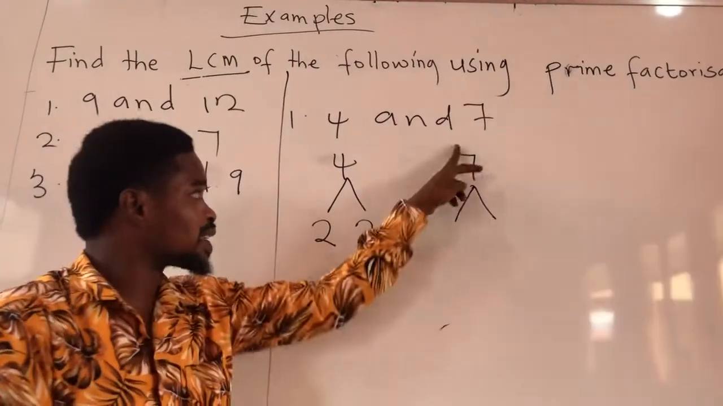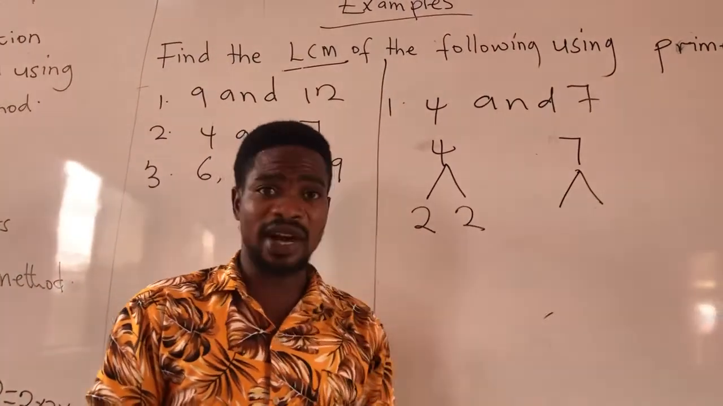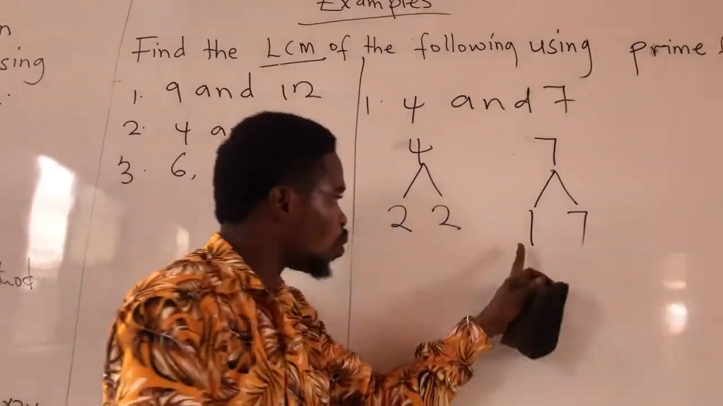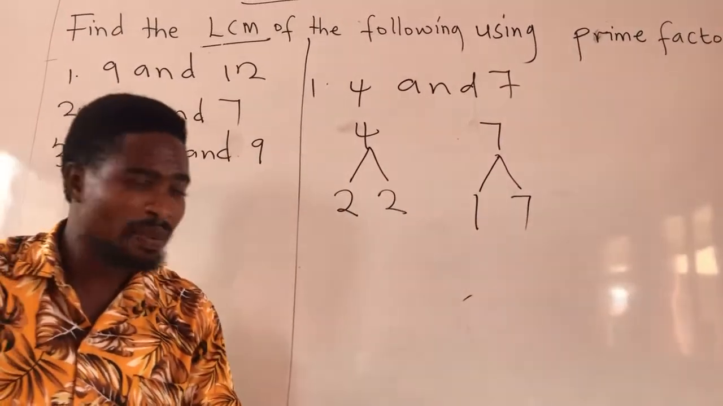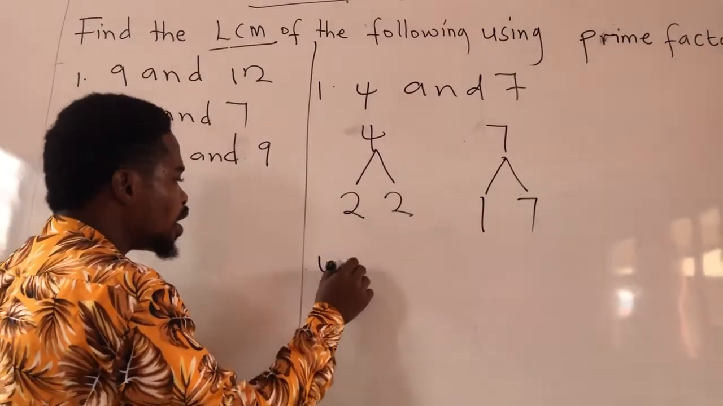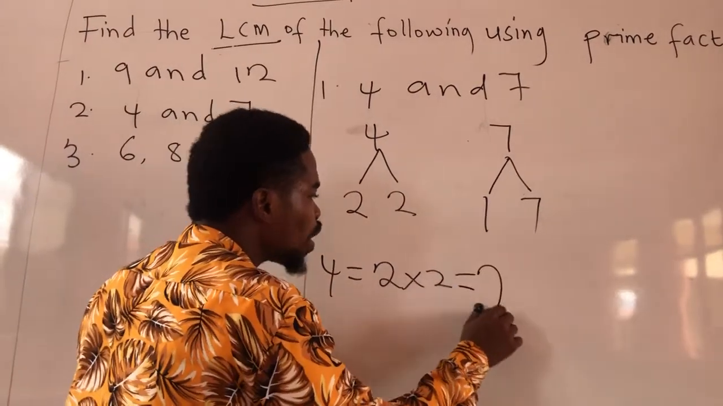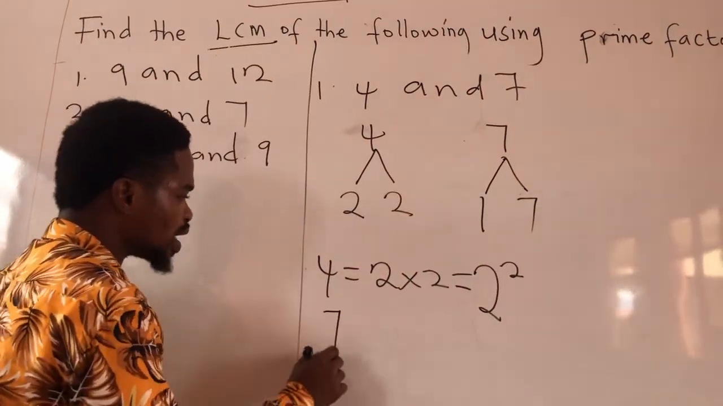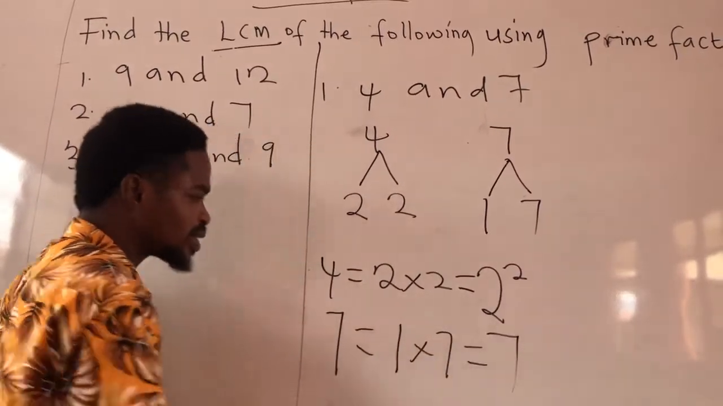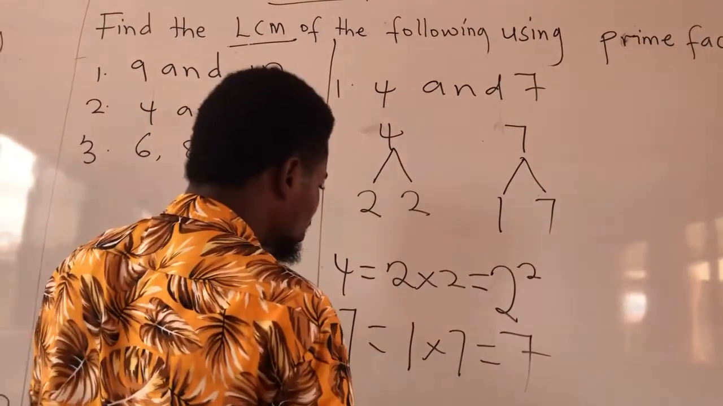So 7 is an odd number. It has only one factor and itself. So we can write 1 times 7. 1 times 7 will give us 7. So we come here, 4 is 2 times 2, which can be written as 2 raised to the power 2. Now we come to 7, which is 1 times 7, which is the same as 7.